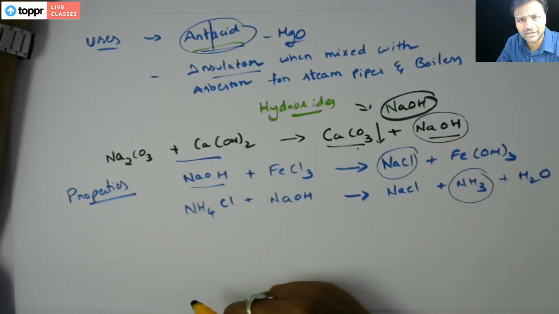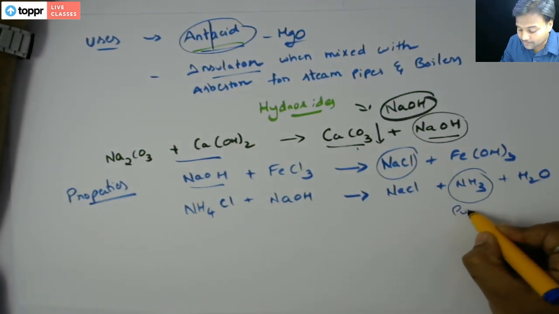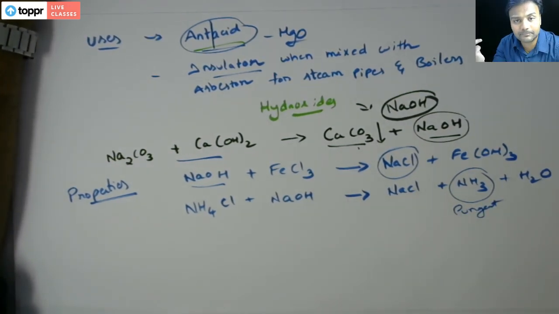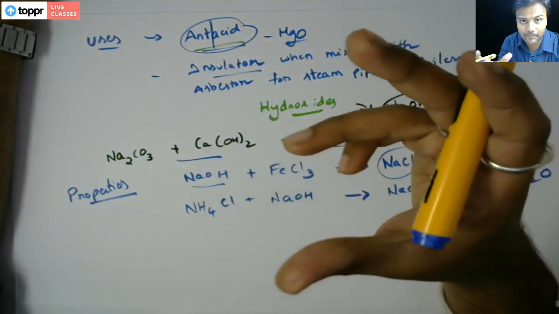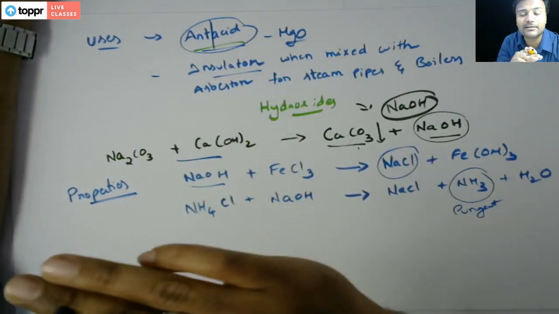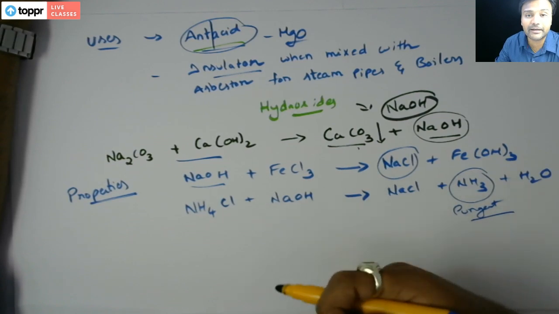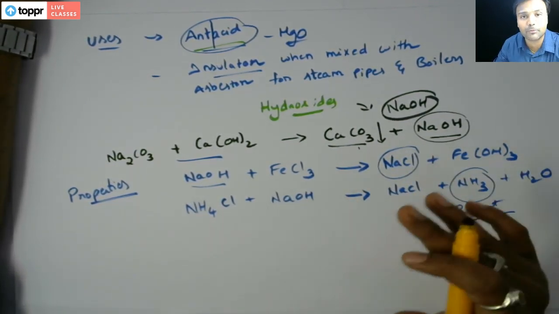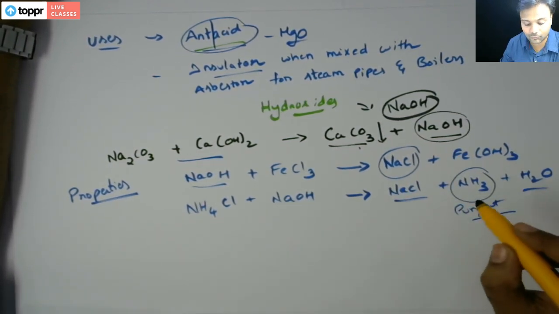What is the smell of ammonia? Ammonia is pungent. Usually it is a gas, but in laboratories it is in liquid form. If you open the bottle of ammonia, it smells so bad that you cannot stay in the laboratory. It is very pungent, tears start flowing from your eyes immediately and you cannot bear the smell. Apart from that, there is formation of sodium chloride and water.